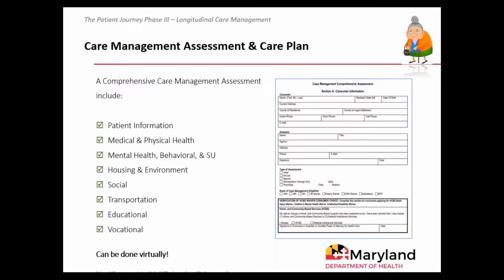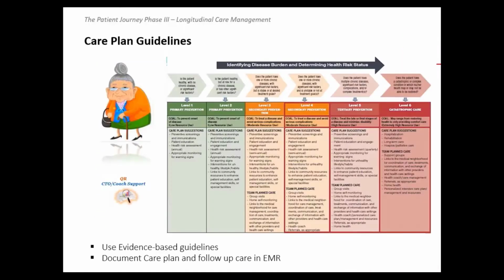It includes the patient's information, their medical, their physical, their mental health, their housing and environment information, their social, transportation, and vocational, and all of this can be done virtually. So one of the key requirements for managing your longitudinal patients is to make sure you have a care plan in place after you've done an assessment. The AAFP tool, which you see here, gives you an evidence-based guideline on how to develop a care plan.